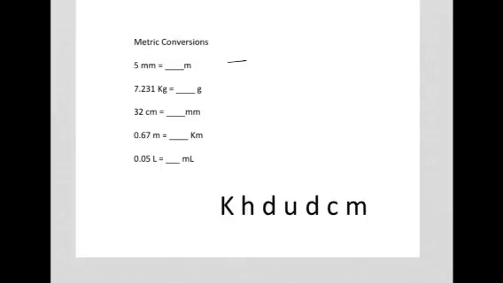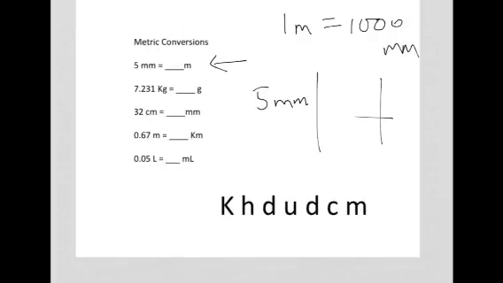For example, look at the first one here. We're going from millimeters to meters. So if you keep in mind that 1 meter is 1,000 millimeters, you set that up with a conversion factor, which is a fraction. So 5 millimeters, right? I want millimeters on the bottom, so it's 1,000 millimeters and 1 meter.